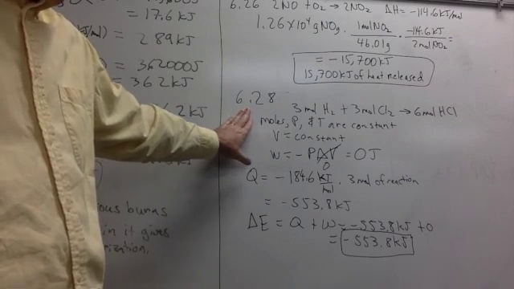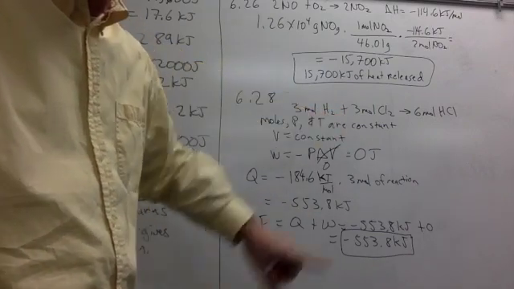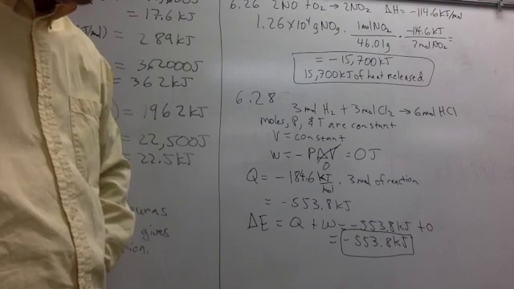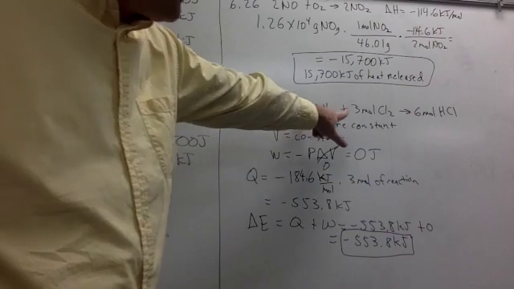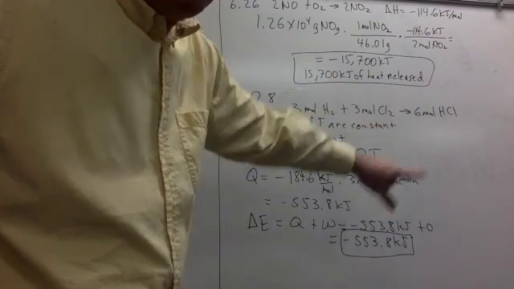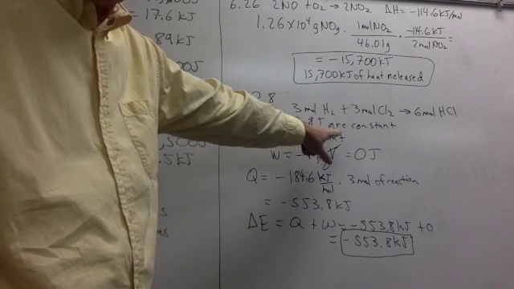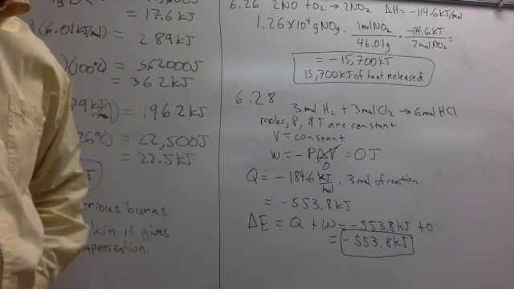In 6.28, we're supposed to find Q and W. So first we look at W. We have 3 moles of hydrogen and 3 moles of chlorine, but that will make 6 moles of hydrogen chloride, HCl. So that means you start with 6 moles on the left and end up with 6 moles on the right. Well, if the pressure is constant and the temperature is constant and the moles are constant, the volume of the container is going to be constant.